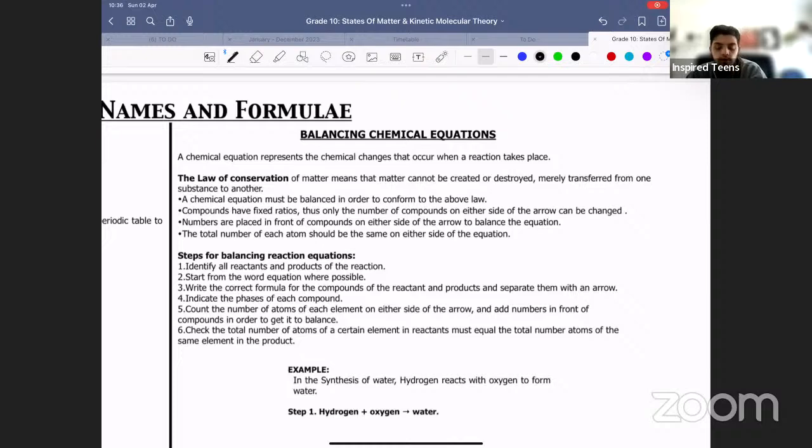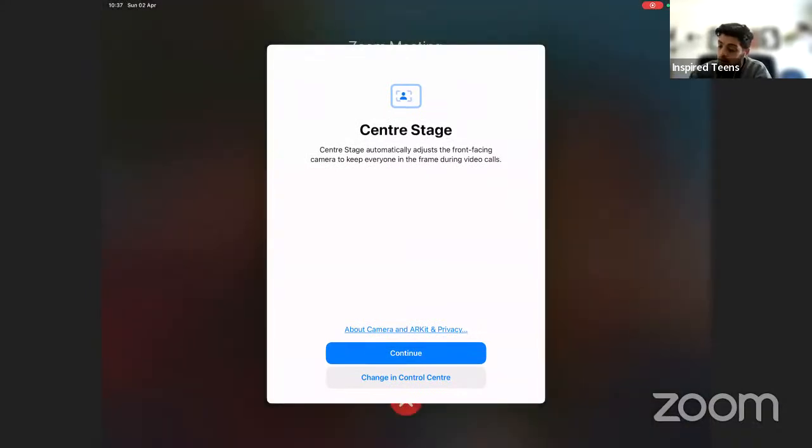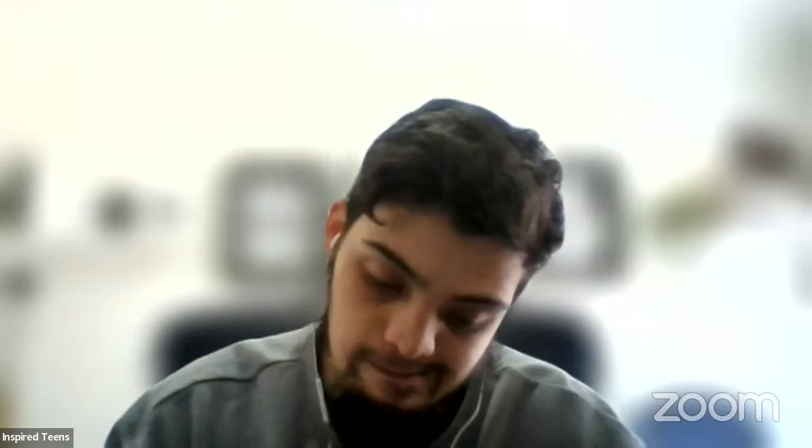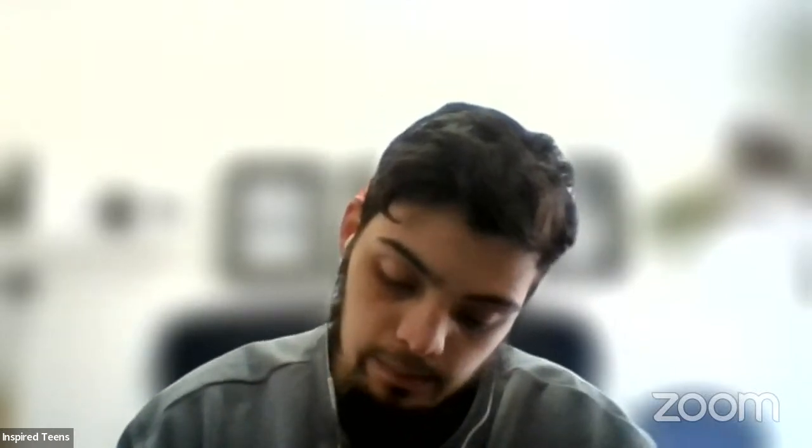Steps for balancing reaction equations. Sorry, 1 second. Sorry about that. My niece was trying to phone me.